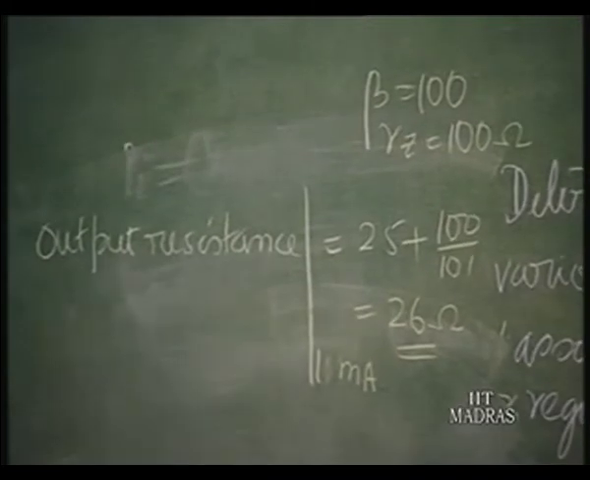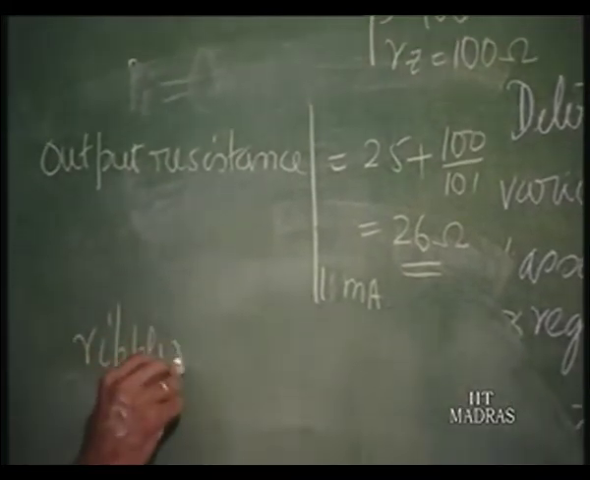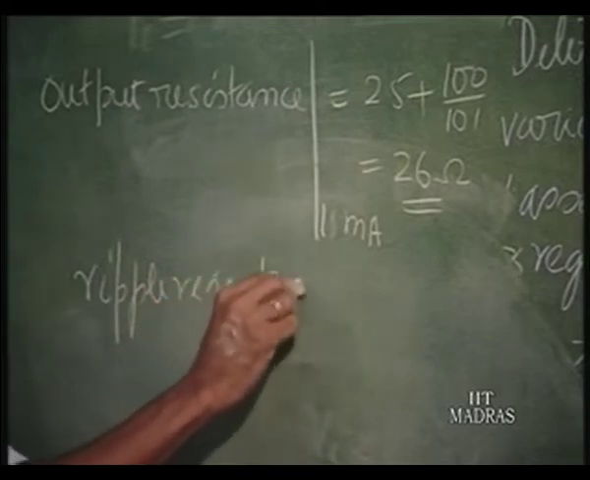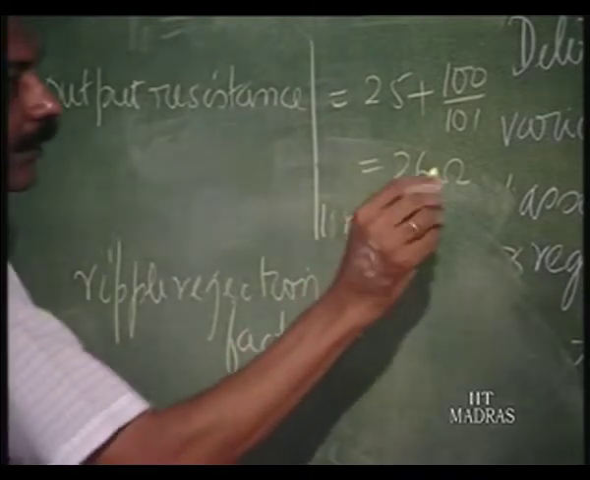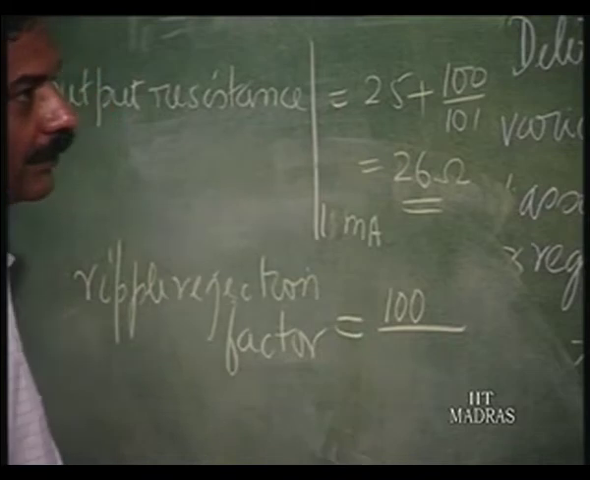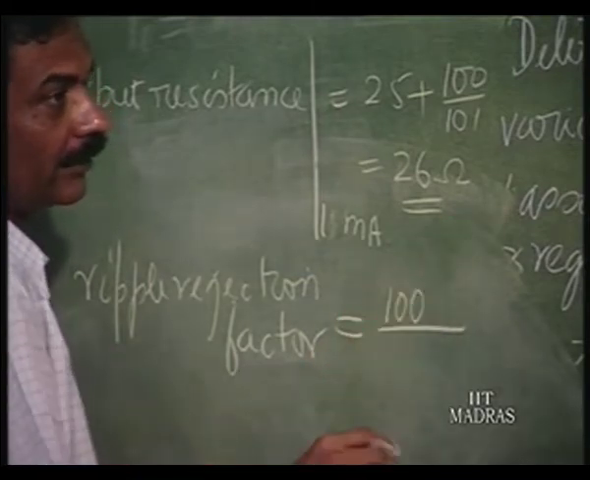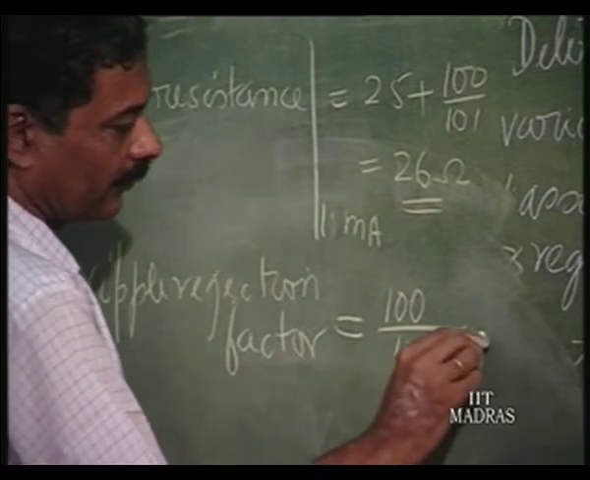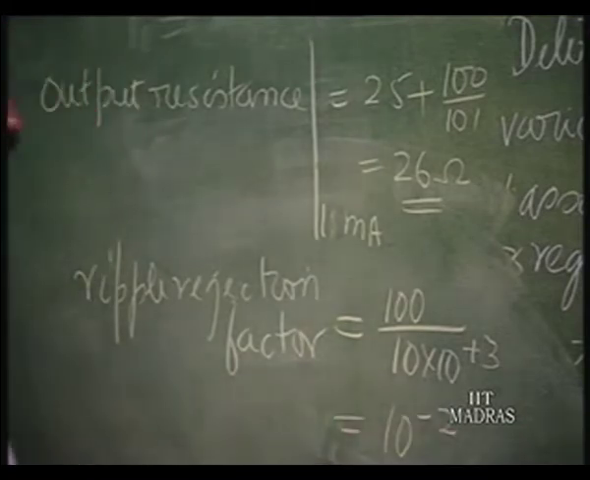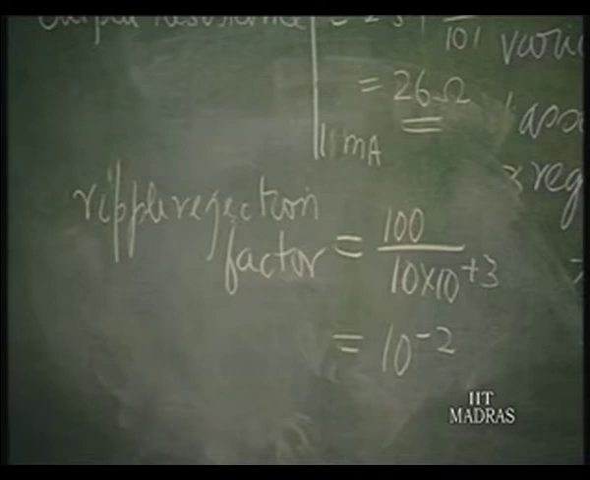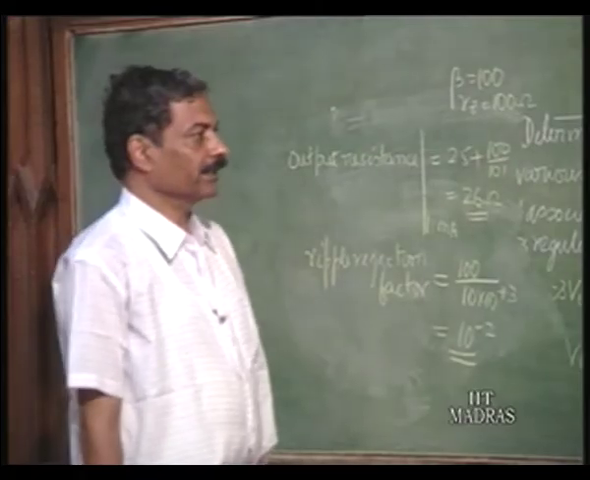Apart from that, ripple rejection factor, this is going to be R Z 100 divided by 100 plus 10 k. So, 10 k roughly. So, this is equal to 10 to the power minus 2. That is the ripple rejection factor for this circuit. So, efficiency, ripple rejection factor, output impedance, and temperature coefficient.